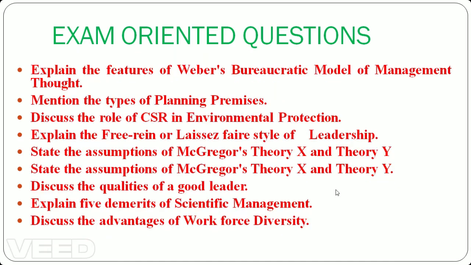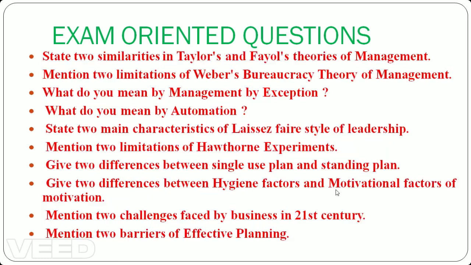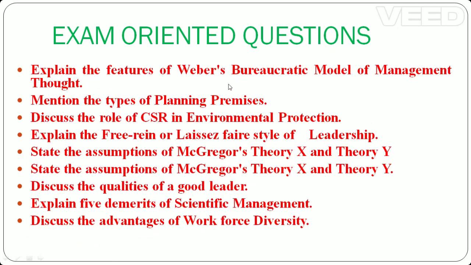So these are another category of questions where the marks may be more than two. These are the questions which have already come in previous years, so all must be gone through. Number one is: explain the features of Weber's bureaucratic theory of management thought. Weber's limitations are already given here, but the same question may come. That's why I say that whenever you go through the Weber's bureaucratic model, you must understand its features, limitations, merits, and all. So that will help you to answer both the questions.